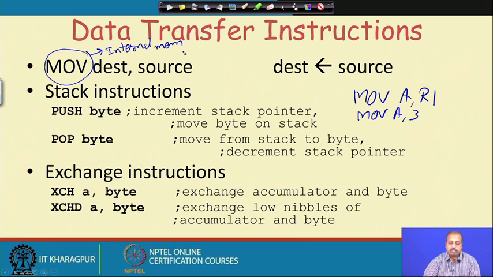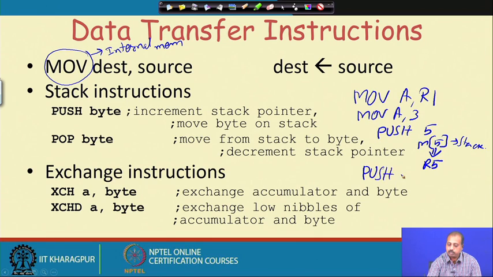Then the stack instructions. You can have an instruction like PUSH 5. The content of memory location 5 will be pushed onto the stack. As we know, memory location 5 corresponds to the register R5 in register bank 0. So it will be saving the content of register 5 onto the stack, provided you are using register bank 0. If you are using some other register bank, then this number has to be modified accordingly. We cannot write PUSH R5, that is not possible. We have to give the byte address directly.